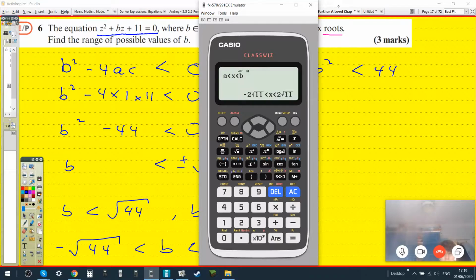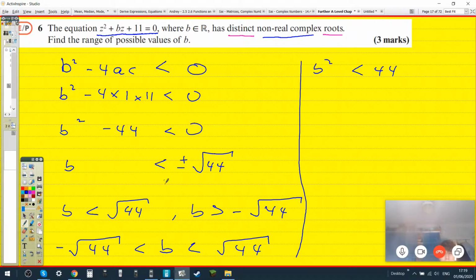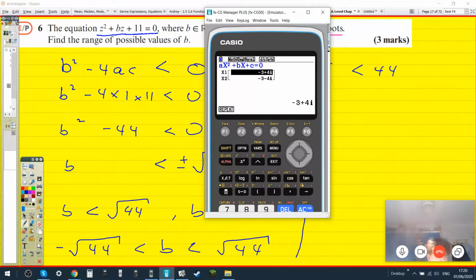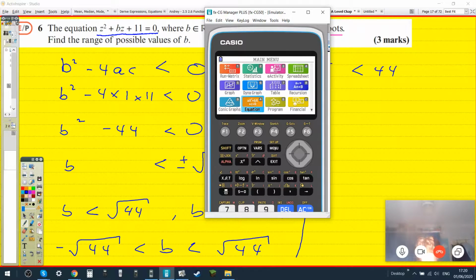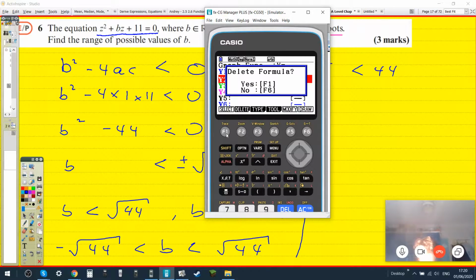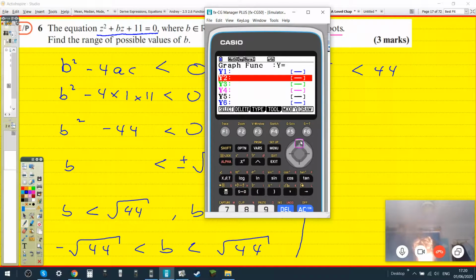So you could do a graph as well. I'll do a graph. Let's see. Menu, Graph. So b squared minus 44, so I'll just do x squared minus 44.